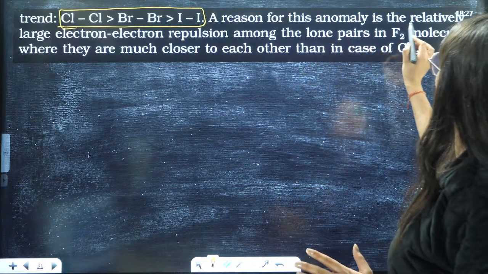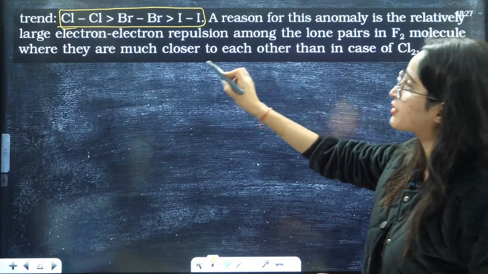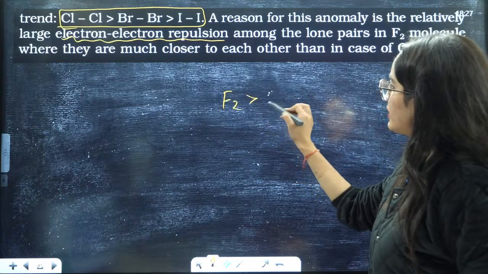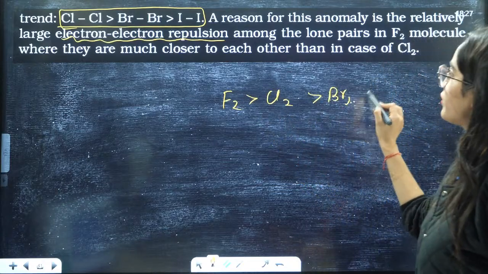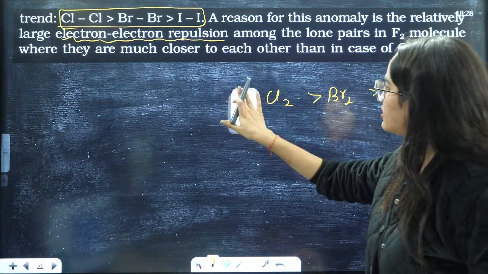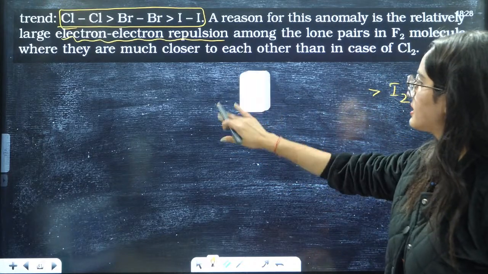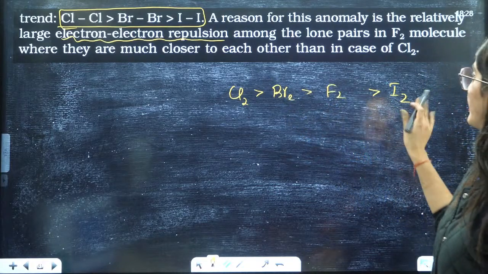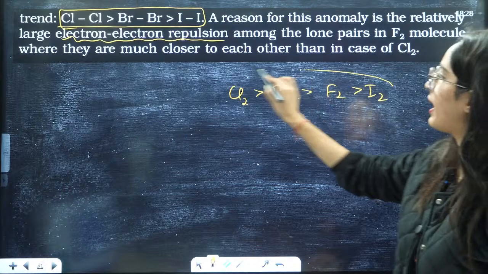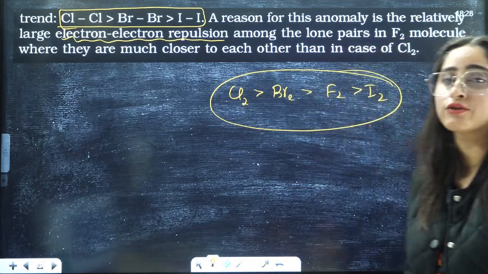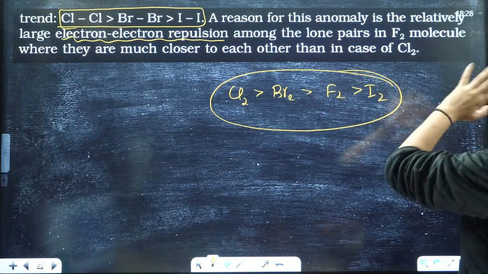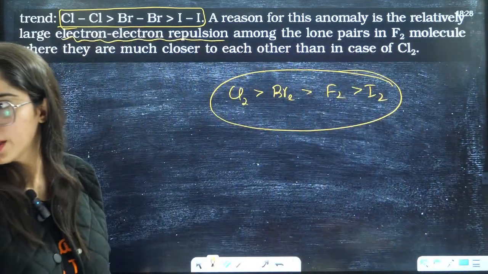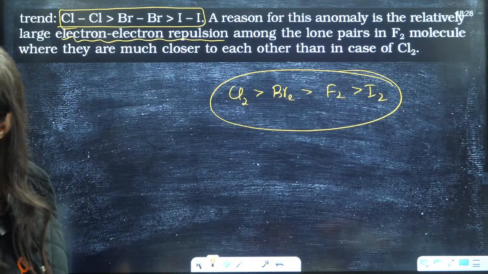A reason for this anomaly is the relatively large electron-electron repulsion that I told you about, right? So it was supposed to show F2, then Cl2, then Br2, then I2. But it is showing F2, then Cl2, then Br2, then I2 in a different order. It is showing this kind of behavior. Why? Because of electron repulsions, right? In F2 the lone pairs are close, whereas they are much closer to each other in case of Cl2, right? Okay, understood?